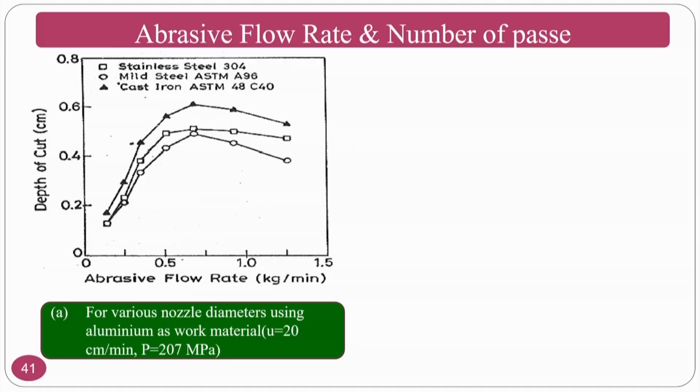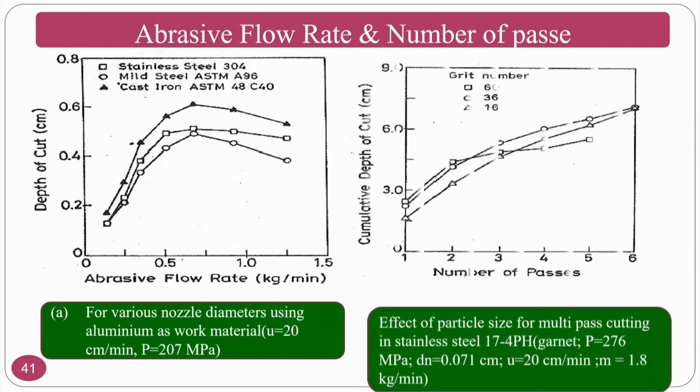Abrasive flow rate versus depth of cut: as the abrasive flow rate increases, what is happening here is, for cast iron, which is a brittle material, the depth of cut is very high. The mild steel and the stainless steel are ductile materials, with stainless steel much harder compared to the mild steel. That is why the depth of cut in the stainless steel is good. At the same time, mild steel is lower because mild steel is a ductile material. There will always be a chance of accumulation of this particular material.